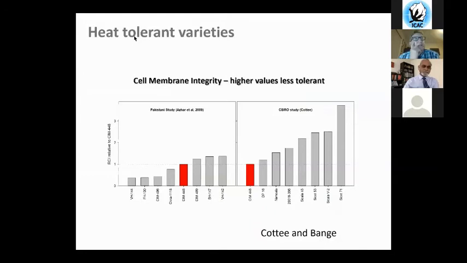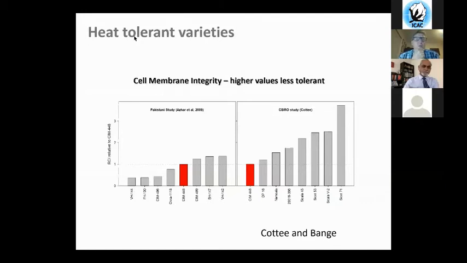Dr. Reddy mentioned that one of the approaches is cell membrane integrity as one way of screening genotypes. We've been using that approach in Australia. Here's an example of a graph where we've taken a variety from Pakistan, the one in red, and the graph on the right includes Australian varieties, so Sicala V2 and Sicot 71. The ones that are higher on that graph have less cell membrane damage compared to the Pakistan varieties.